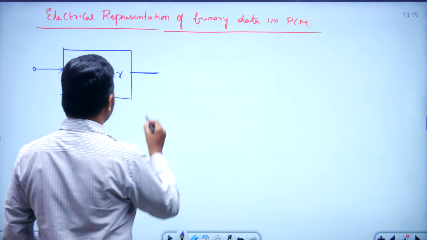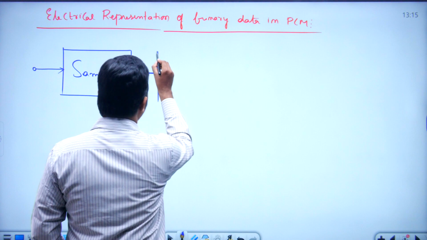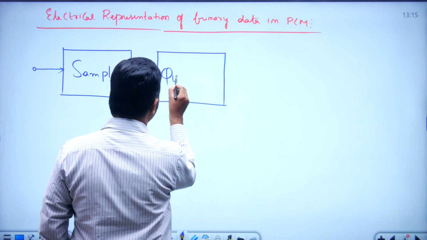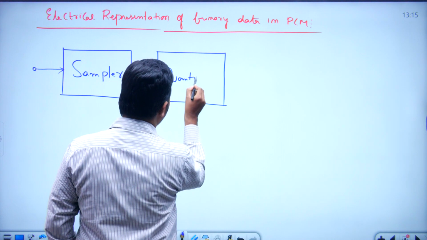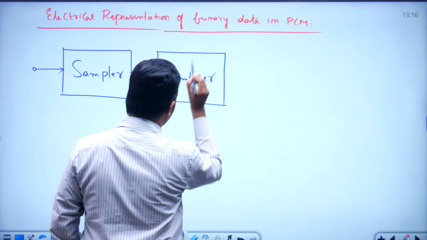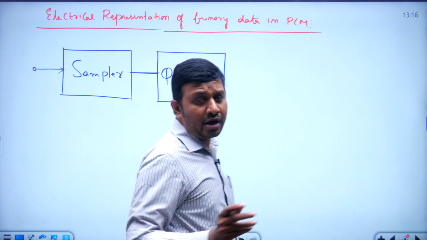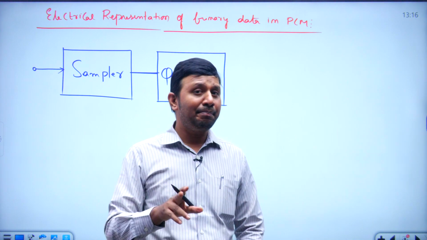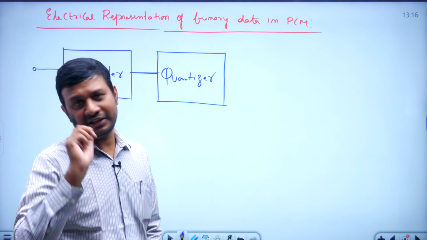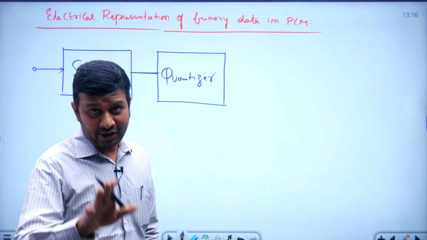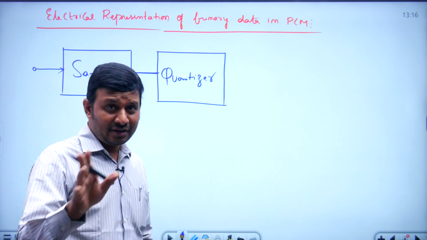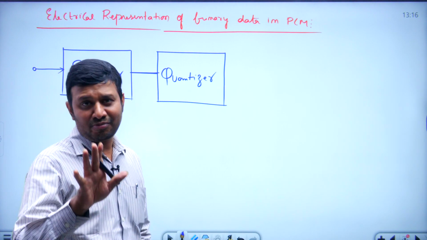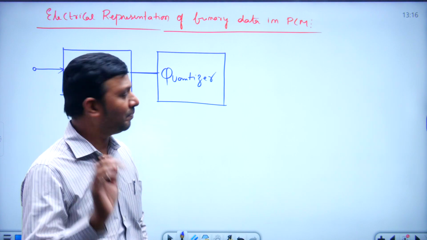After the sampler, the next block is the quantizer. And what is the purpose of this quantizer? The quantizer rounds off the sample values to the nearest quantization levels, and I hope that you are comfortable with quantization also.